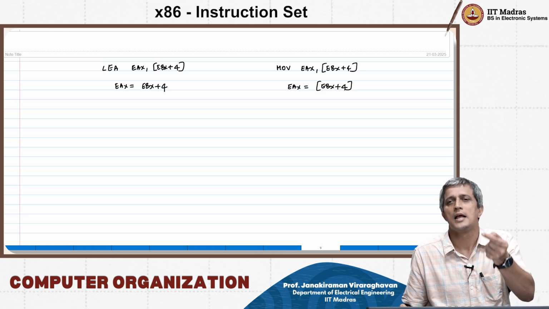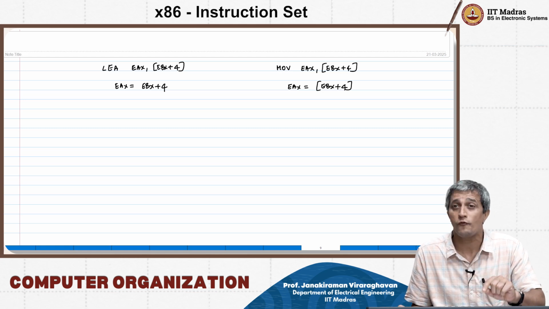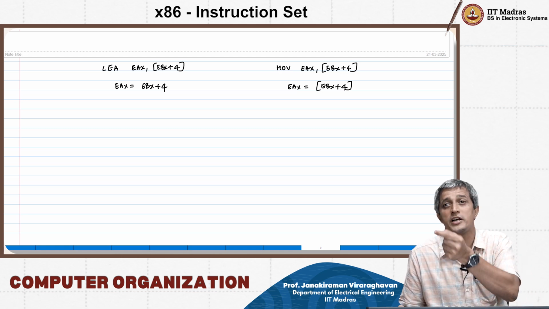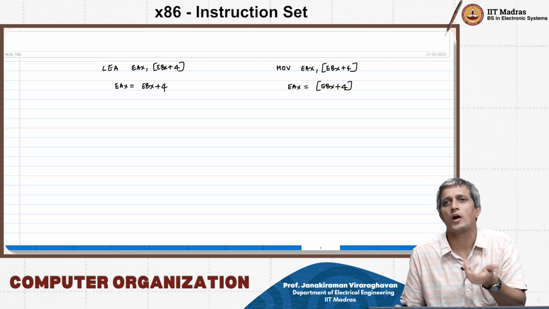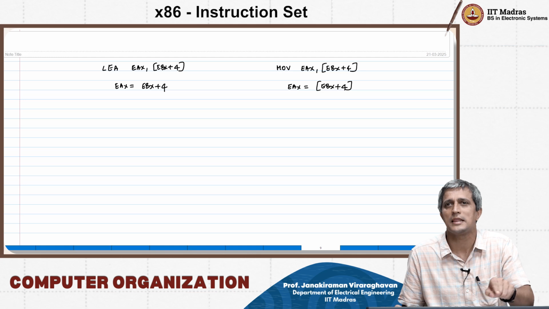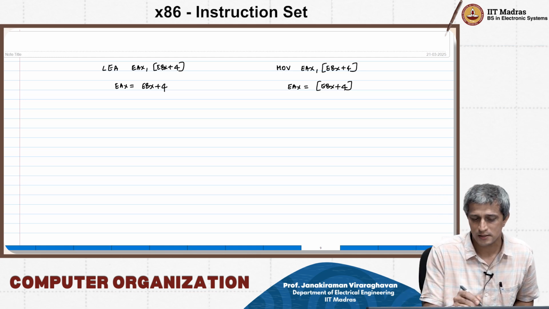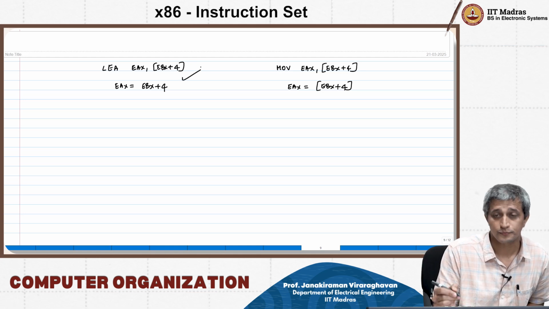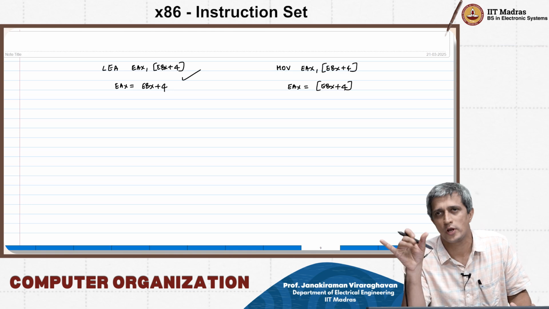What we are saying is: calculate the effective address of this operation, where EBX is treated as an address and then you add 4. What is the effective address you get? You write that into my EAX register. So in some sense, this operation is getting the result of that intermediate addition that we are doing.